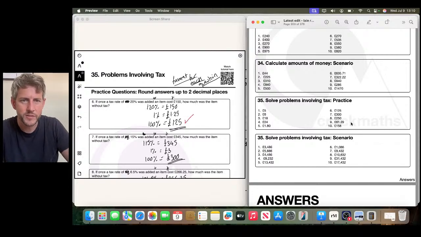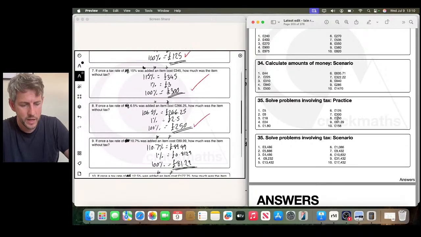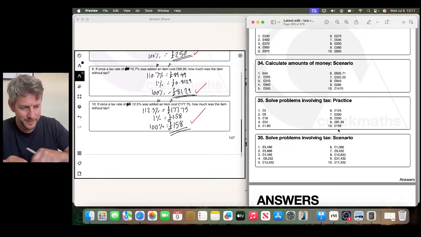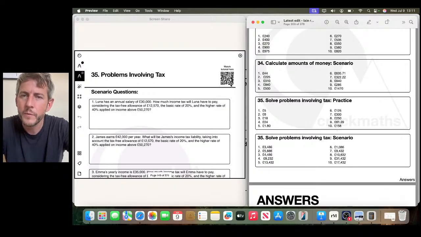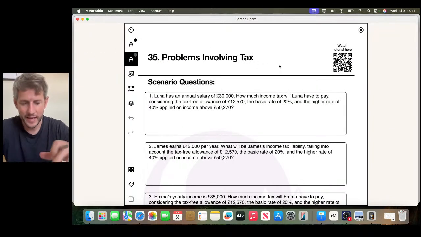125. Yes, we agree. 300. Yes, we agree. 250. Yes, we agree. 81.29. Yeah, we agree. And 158. Yeah, we agree. Excellent. Right, here we go. We have got some scenario questions on tax. Let's see what they say.